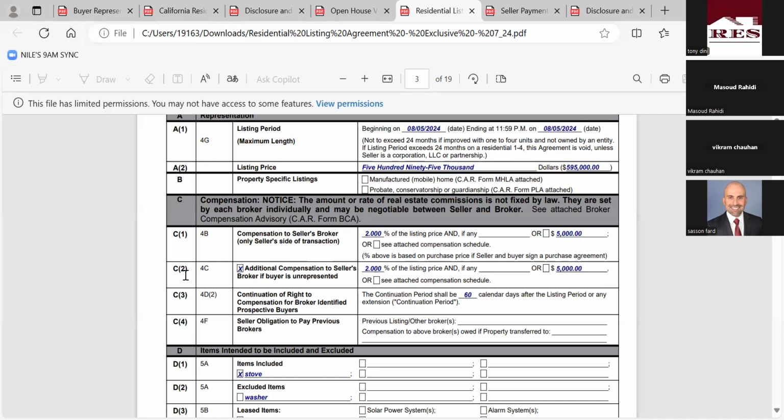C2 4C, additional compensation to seller's broker if a buyer is unrepresented. This does not mean commission to a buyer's agent who writes up an offer for you. And I want to make sure that is not confused in any shape or form. So, do we need to fill out that section for sure? You don't have to. You can cross that bridge if an offer comes to you and you have to cross that bridge.